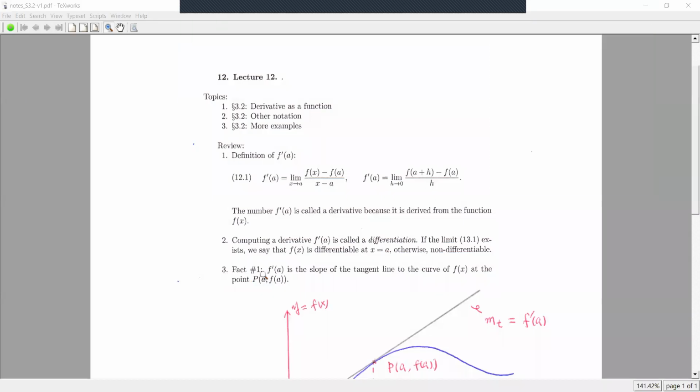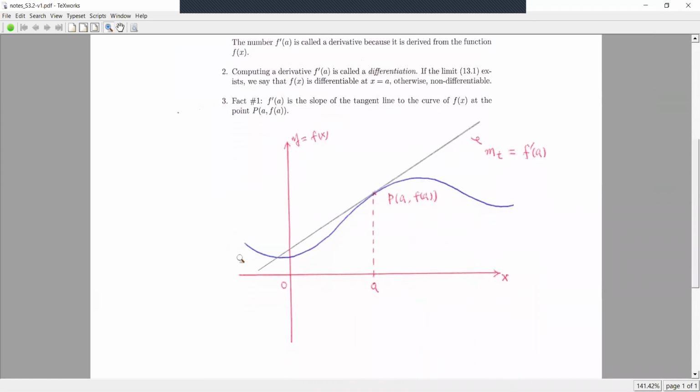Review number 3. Derivative at the point A is the slope of the tangent line to the graph of the function at this point. This point, the x-coordinate is A. Suppose this curve is the graph of the function f. Point A is on the curve. At this point, there is a tangent line. The slope of this tangent line is derivative of the function at the point A.